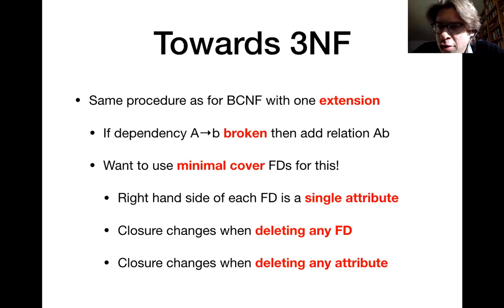So the only difference to Boyce-Codd normal form is that we might decide to add, so to speak, not really redundant, but additional relations that contain attributes that also appear in other relations. And after we have added them, they allow us to check certain functional dependencies without breaking them. So here we simply add new relations which allow us to verify functional dependencies without having to do any joins.